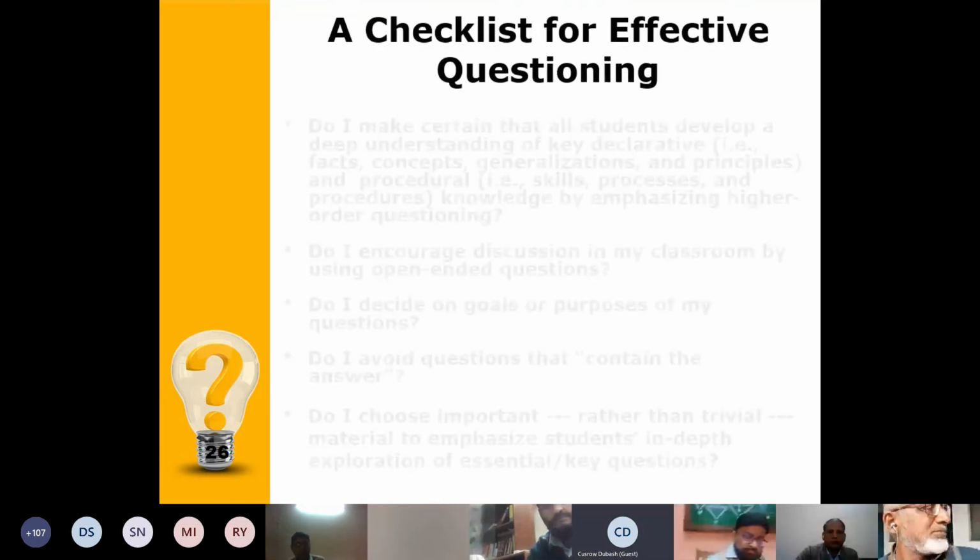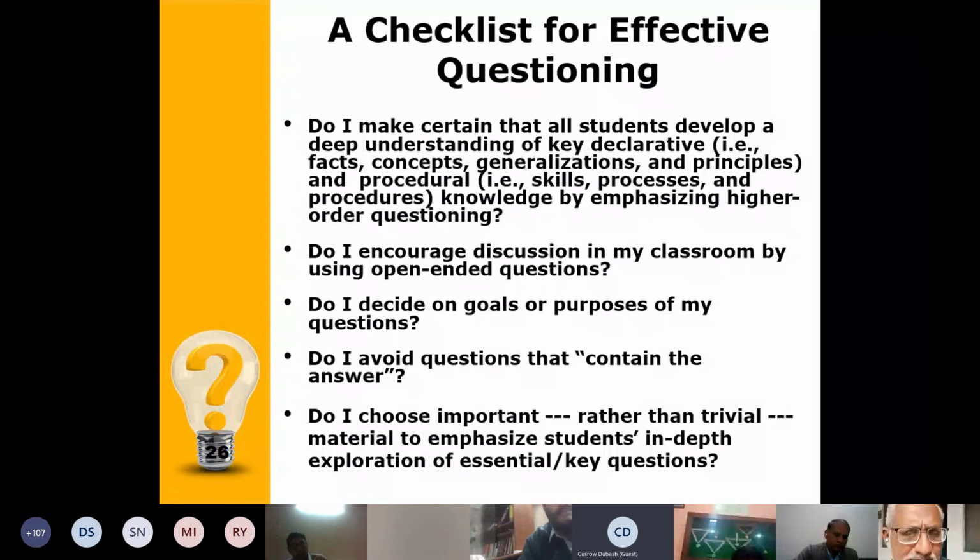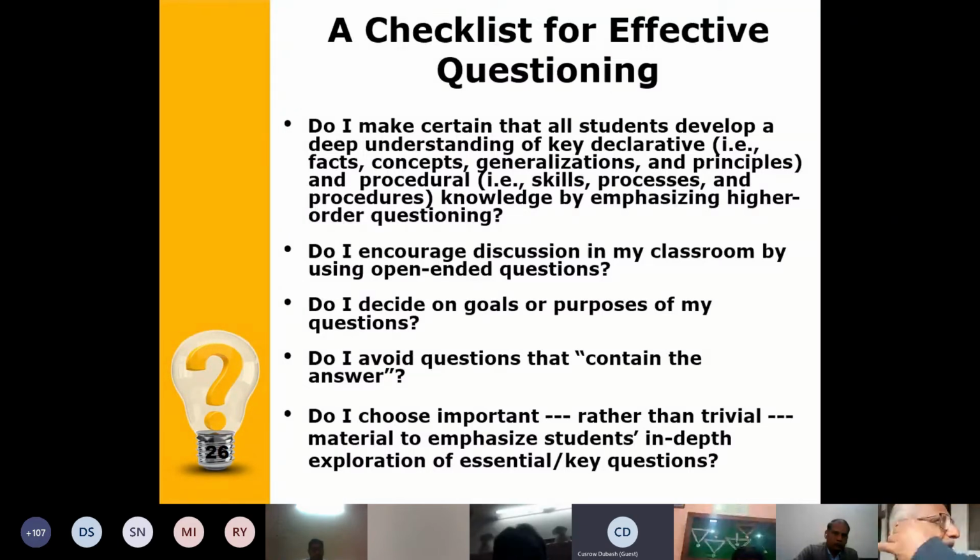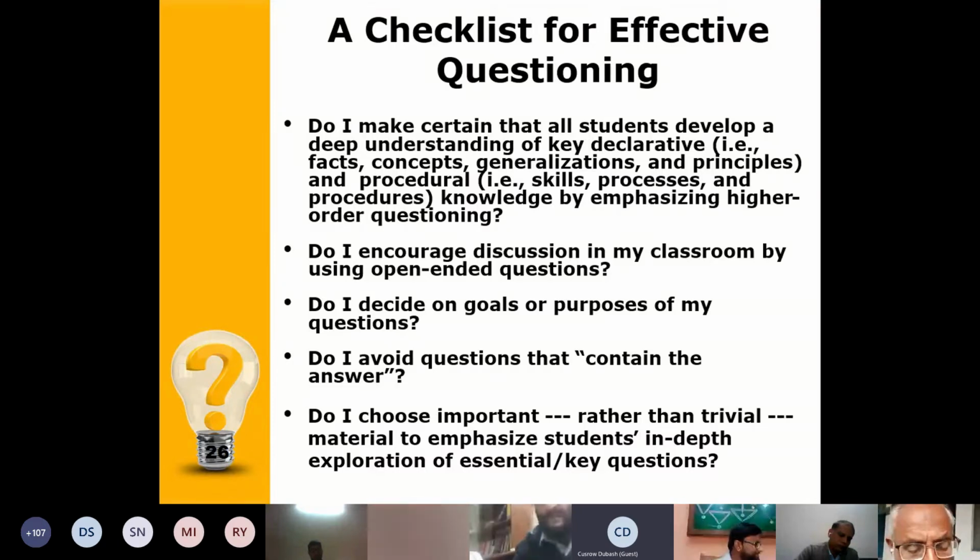A checklist for effective questioning. जब आप question करें ना, whether you're designing a quiz or test or an activity or end of chapter या end of unit या जो भी, decide, do I make certain that all students develop a deep understanding of key declarative facts, concepts, generalizations, and principles, and procedural knowledge by emphasizing higher order questions.